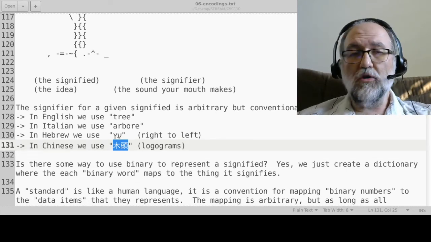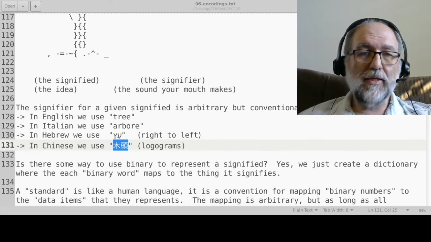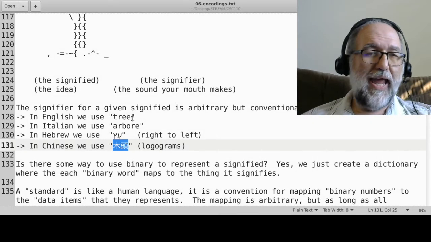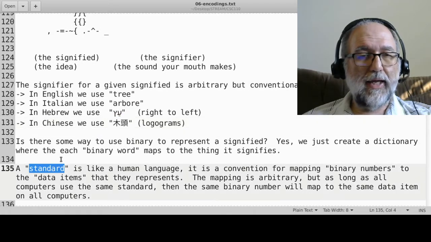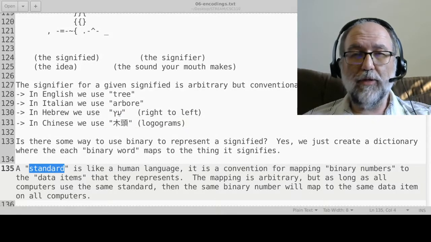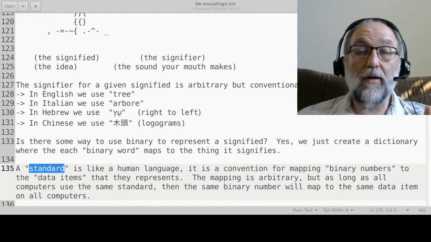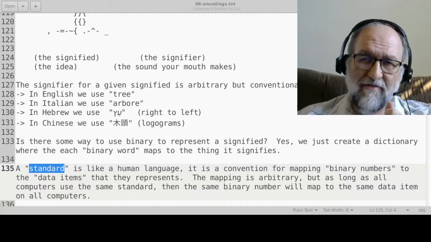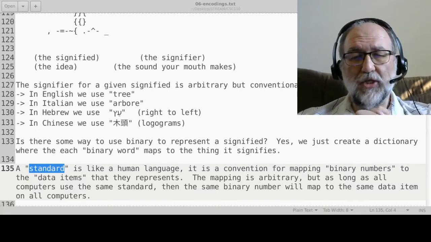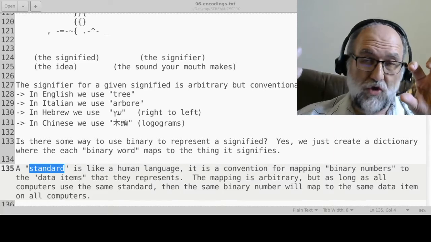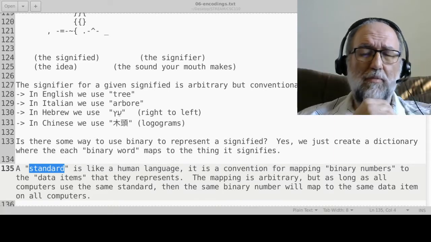Now, the reason I'm pointing out all these different languages is because this gives rise to this idea of a standard. A standard is basically kind of like a human language. And just like with a human language, you can make a dictionary. Usually dictionaries are one word defined in terms of other words, but you can imagine a dictionary in which you have the word tree, and beside it you have the picture of a tree so that you can see what it is that it's representing.